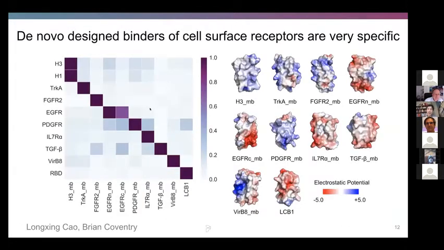But we can take these methods and now make binders to proteins on the surface of our own cells, like growth factor receptors. We can do this quite robustly, and we're quite excited about this, providing a completely new way to control signaling in biological systems, because we can bring together receptor subunits in new ways using the designed proteins.